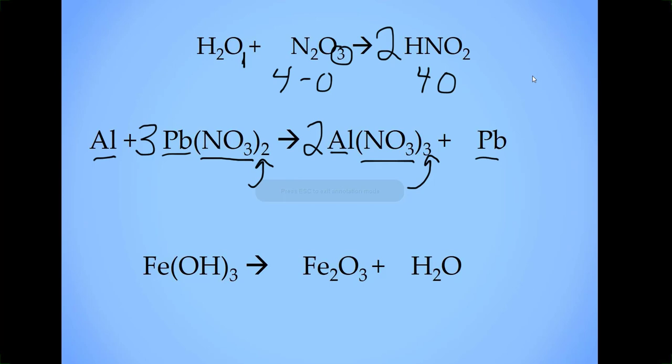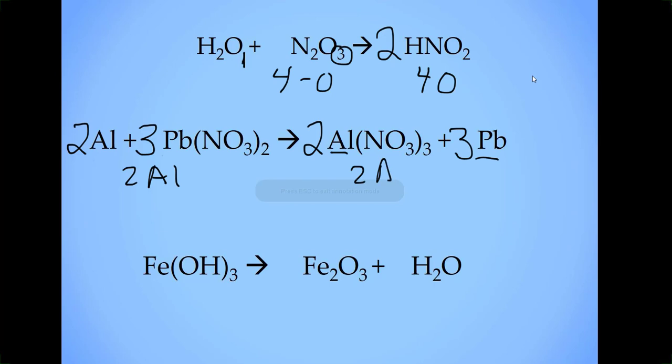Now this changes my aluminum and my lead, so I just need to go back and balance that. But that should be balanced now. And we can go through and count nitrates or we can count nitrogens. Let's go ahead and count it by atom. When it stays together, I like just to keep it together.